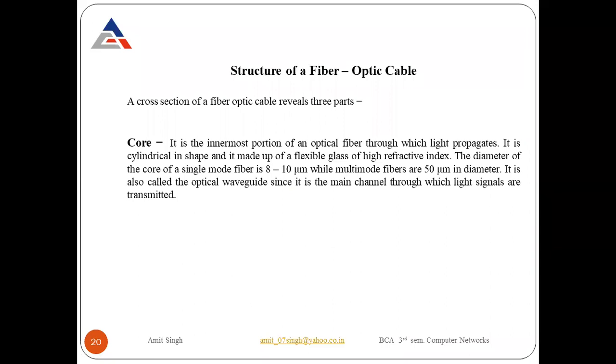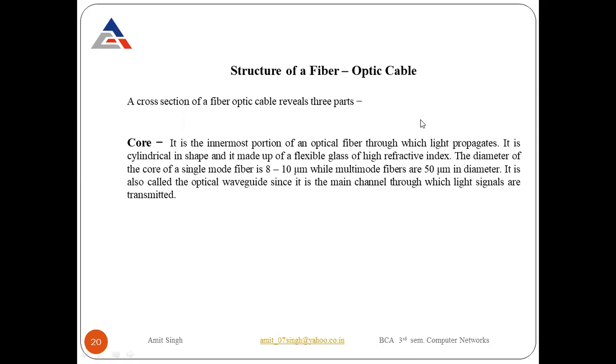A cross section of the fiber optic cable reveals three parts. Let's start discussing one by one. The first is the core. It is the innermost portion of the optical fiber through which the light propagates. Basically, it is the internal part through which the light is communicated from the sender to the receiver. And if the light is communicated, it means the data is transferred from sender to receiver. It is cylindrical in shape, and it is made up of flexible glass of higher refractive index. Basically, it is made up of glass or plastic.